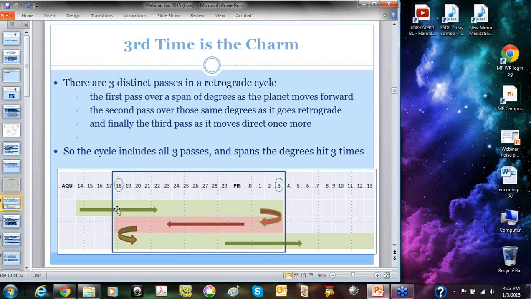The first span started at 18 degrees Aquarius. It retrograded at 3 Pisces, and those are the degrees that it hit 3 times. So the transiting cycle actually includes all 3 passes, and it spans those degrees that are hit. In this case, Mercury was only retrograde, this period right here, for 22 days, but the impact of the cycle was actually about 66 days.